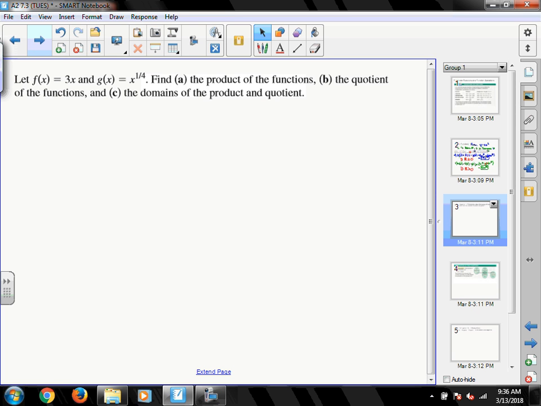Okay, we are going to let f of x be 3x and g of x be x to the 1/4. We want to find first a, the product of the functions, and b, the quotient of the functions. And then we're going to find the domains of the product and quotient. So, A, the product. What does product mean?